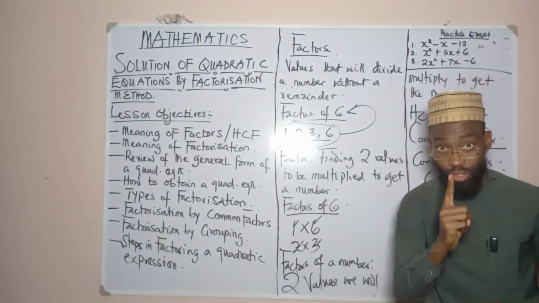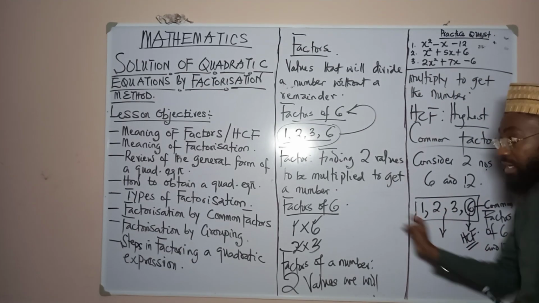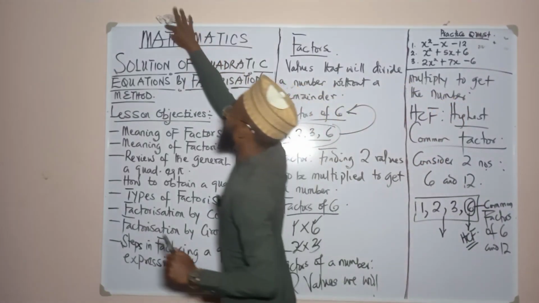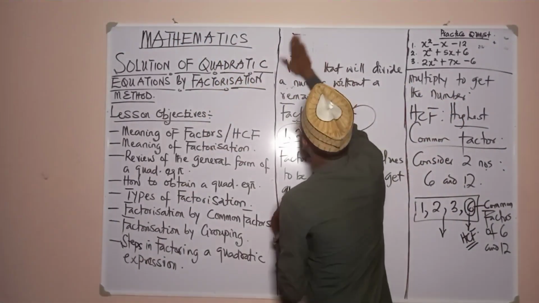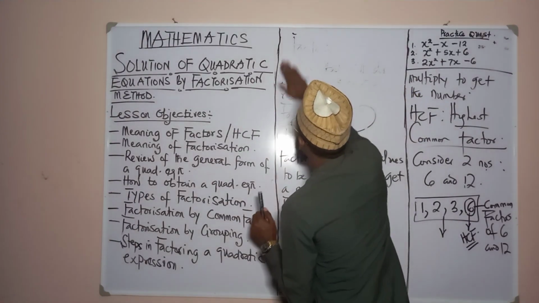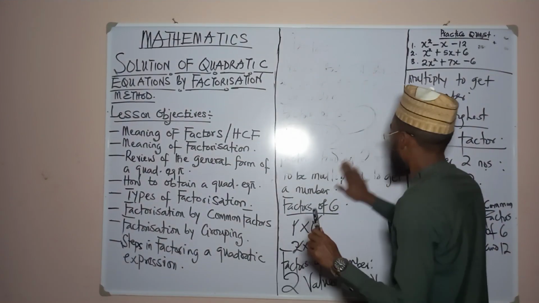Why did we bring in HCF in our outline here? Because it's going to be very useful. And sometimes many students don't even know how to find the HCF. That's why we have highlighted it and brought it into our objective as well. So we are going to quickly look at how to find the HCF of numbers. How do we find the HCF? Because it's very important that we know how to find HCF.